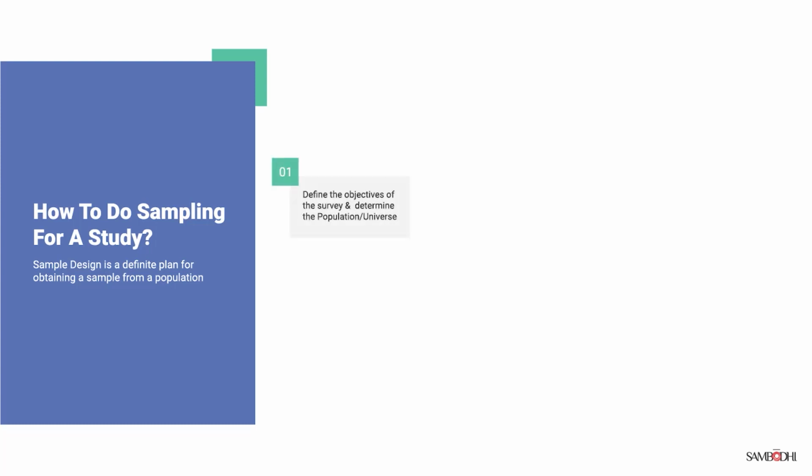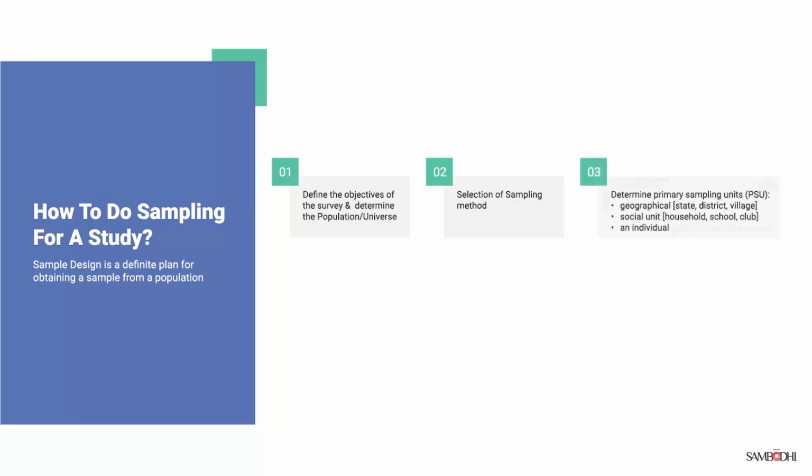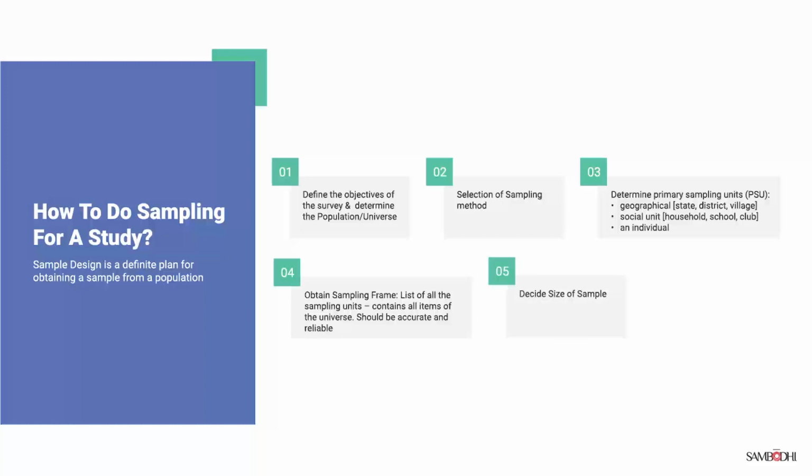First, we must define the objectives of the survey and determine the population. Then, we must select the appropriate sampling method, after which primary sampling units need to be determined. The next step involves obtaining the sampling frame, which includes a list of all the sampling units. Then we need to decide the sample size, after which we execute it.